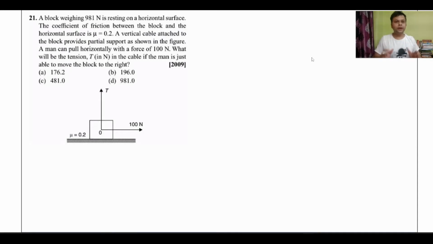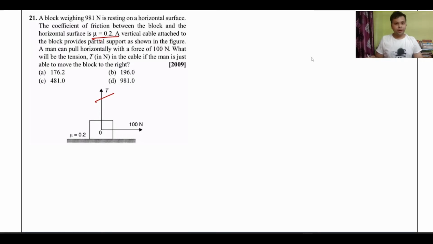A block weighing 981 newtons. So what is this 981? This is the weight. It is resting on a horizontal surface. The coefficient of friction between the block and the horizontal surface is mu equal to 0.2. A vertical cable attached to the block provides partial support as shown in the figure. So this is a vertical cable which is providing partial support, so there is a tension T upwards.